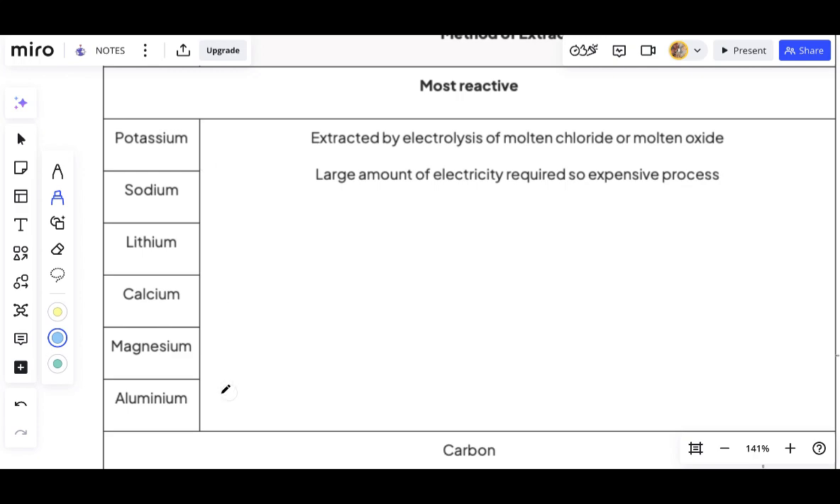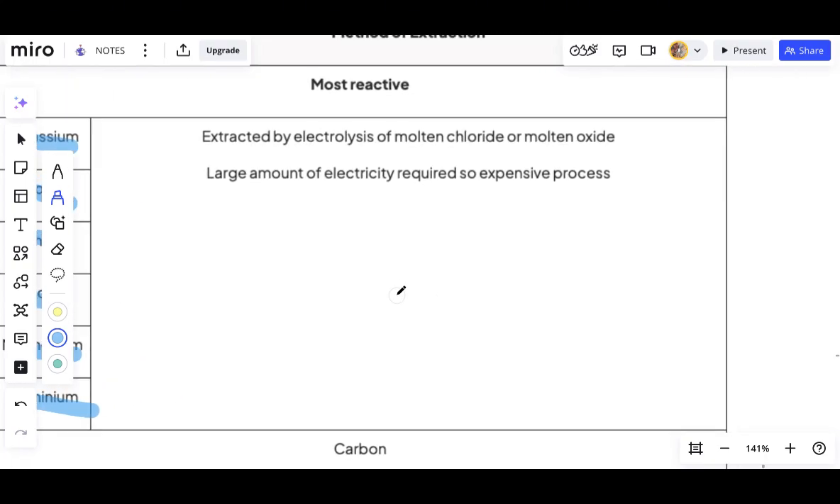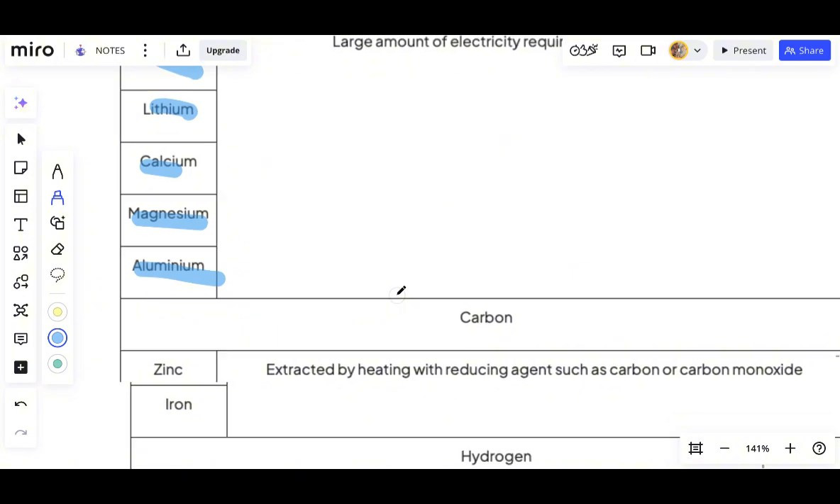These ones, probably with aluminum, are extracted by electrolysis of molten chlorides or molten oxides. A large amount of electricity is required. It's an expensive process because electrolysis requires electricity, the passage of electric current through an electrolyte. So potassium, sodium, lithium, calcium, magnesium, and aluminum, you extract these using the electrolysis method. Remember that. We extract these very reactive metals using the electrolysis method.